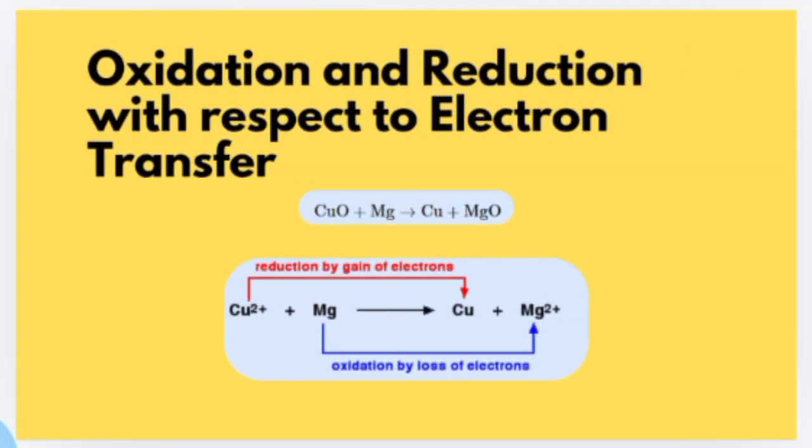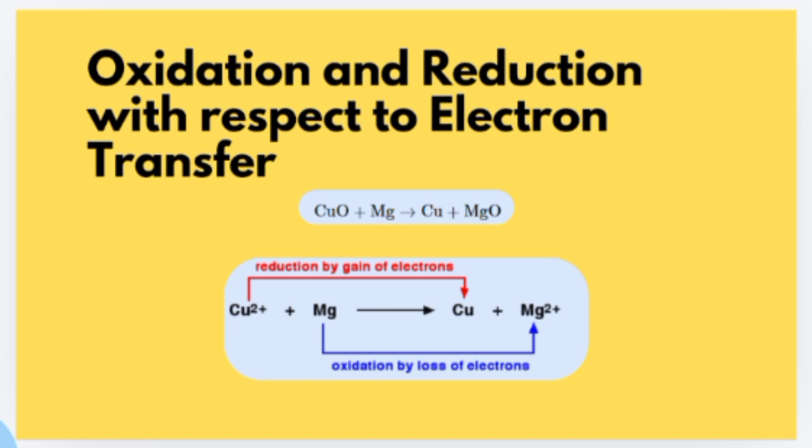In the last one you can see oxidation and reduction with respect to electron transfer. This is the very important definition of oxidation and reduction, and your concept should be very clear on this particular idea of oxidation and reduction.